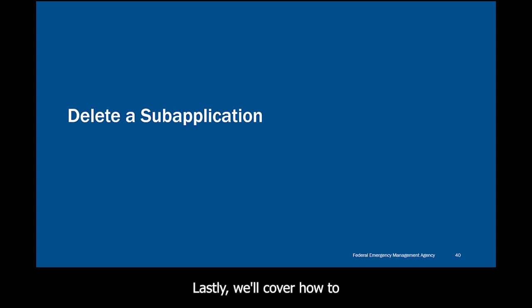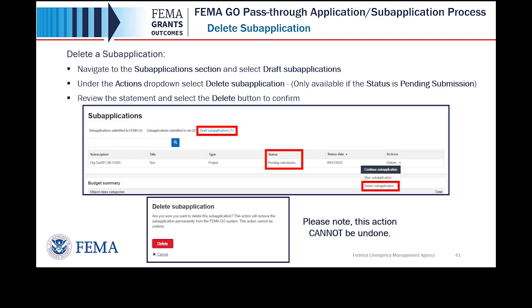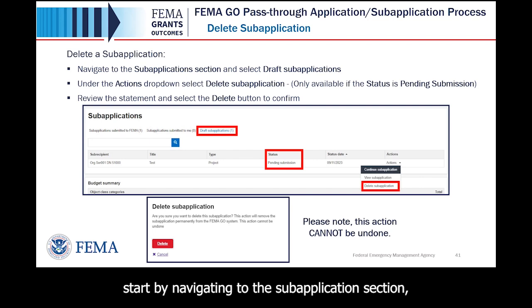Lastly, we'll cover how to delete a sub-application if needed. To delete a sub-application, start by navigating to the sub-application section as previously shown and select Draft Sub-Applications. Then under the Actions dropdown, select Delete Sub-Application. This option is only available if the status is pending submission.